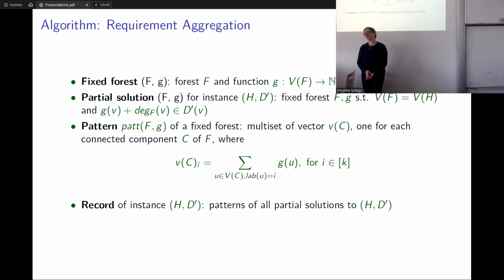And finally, a record of an instance consists of all patterns of all partial solutions to this instance. And this is the thing that we will store. So basically, we will store a set of multi-sets of vectors.